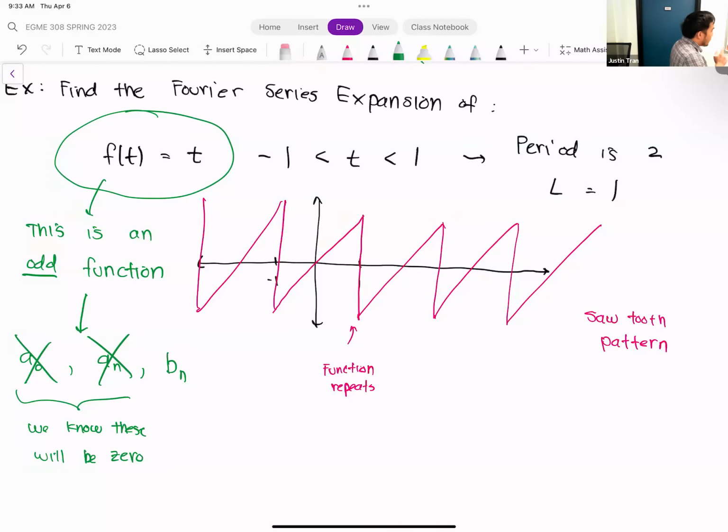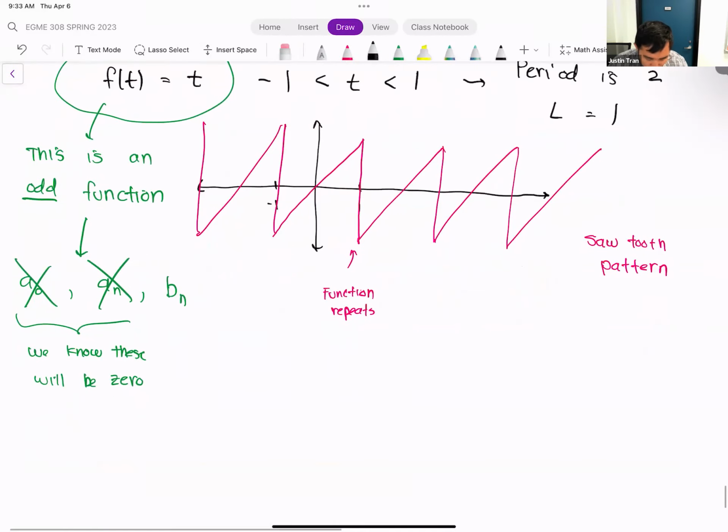I'll prove it to you too. So I'll compute a0. I'm not going to do an. That one takes a little bit more time. But we'll do a0, and I will show you right away that it's 0. Okay, so let's compute a0 very quickly. So a0, our expression for this is 1/2L times the integral from -L to L of f of t dt.